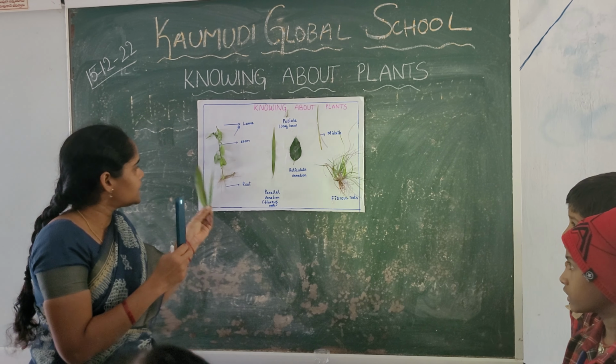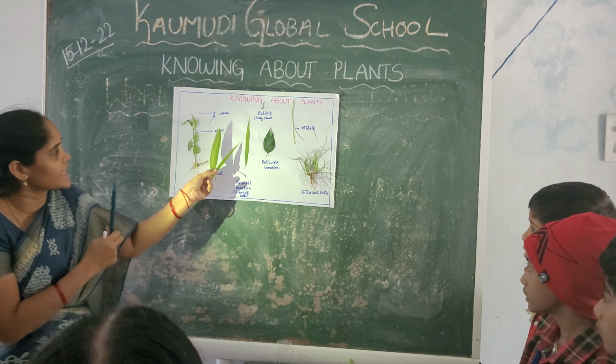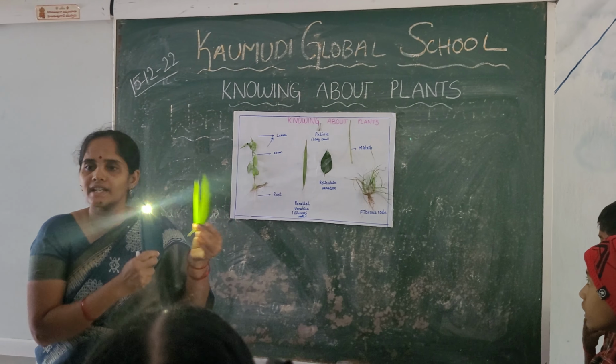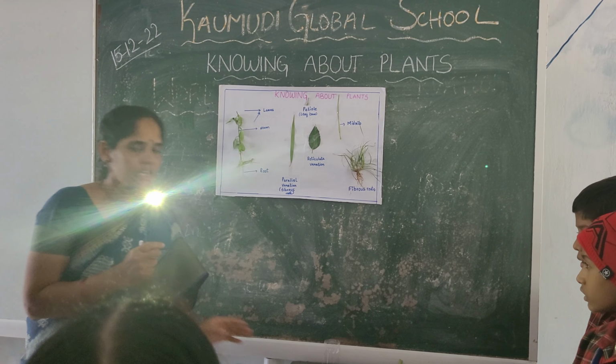So we studied about the root system and the arrangement of veins inside the leaves: parallel venation and reticulate venation.